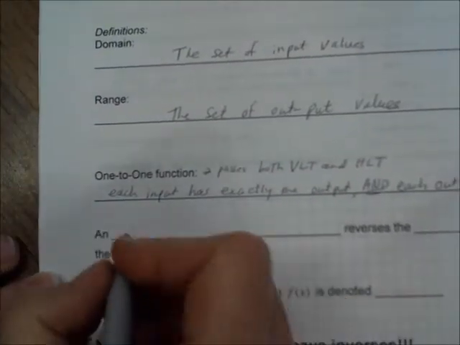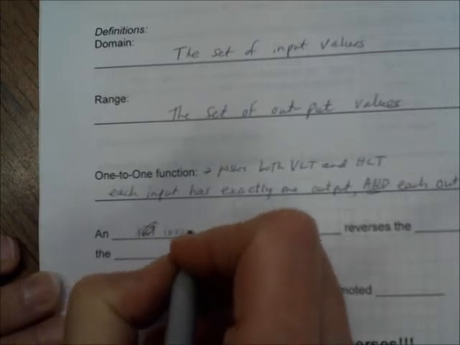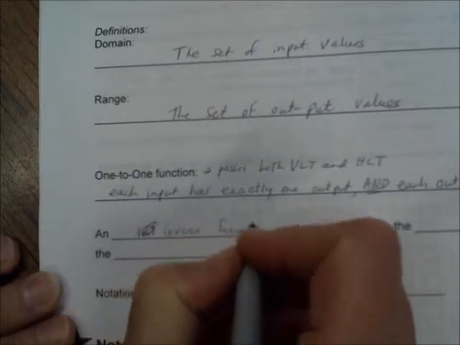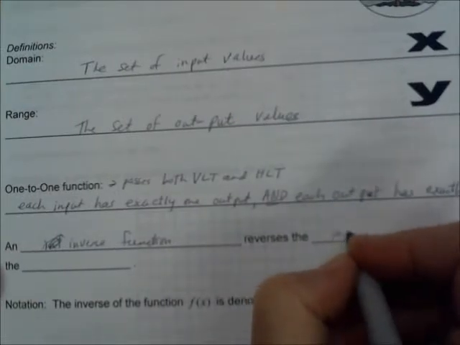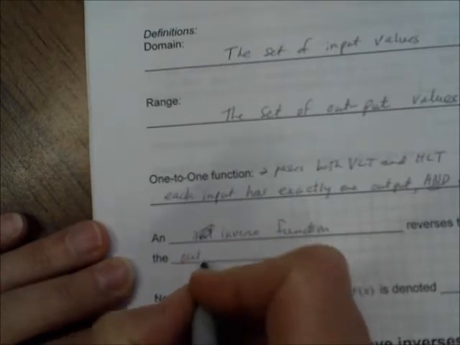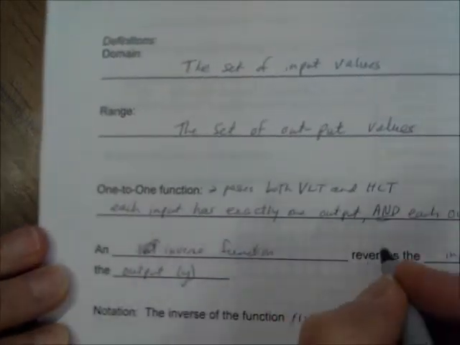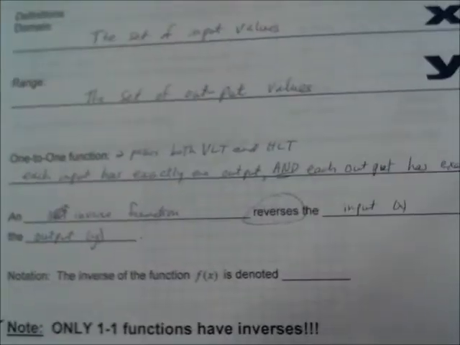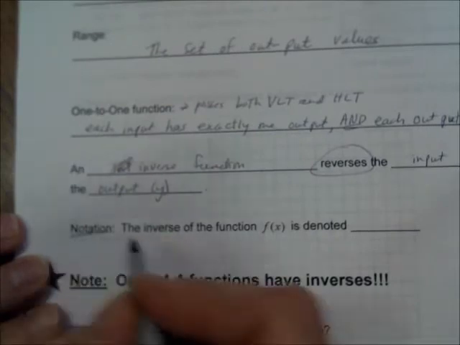All right, an inverse function reverses the input, which is the x value, and the output, which is the y value. That's what an inverse does. It reverses it. It just switches the input with the output. All right, now here's some new notation.